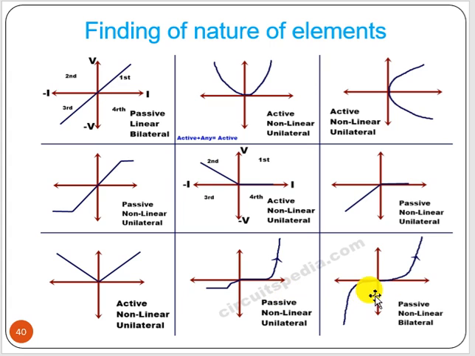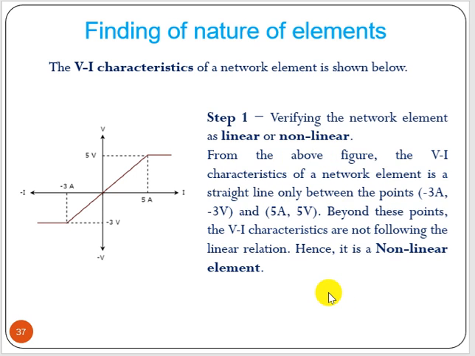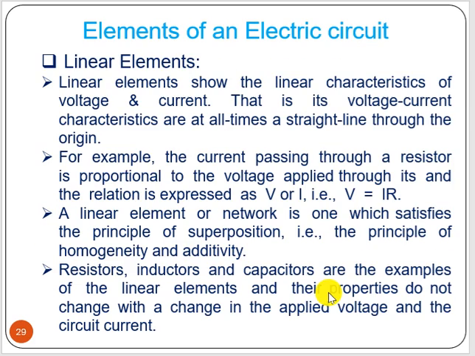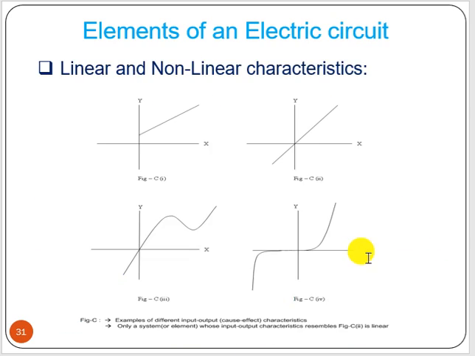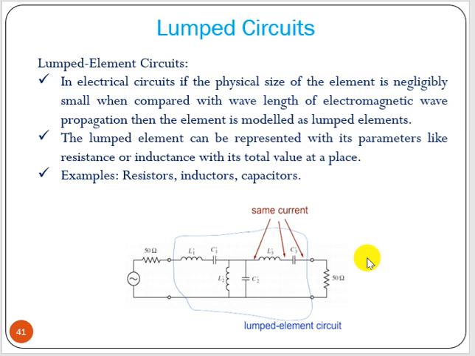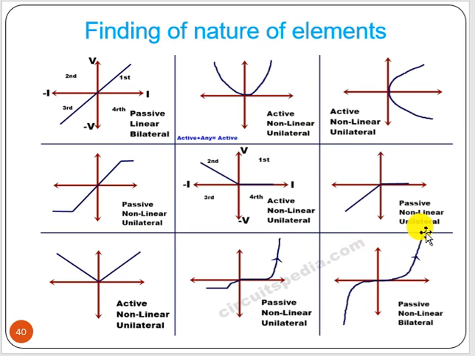Now say here this is first coordinate, third coordinate. I think you have remembered this point. First quadrant, and passive means first and third, active means second and fourth. Passive means P should be positive, active means P should be negative. So this becomes passive, non-linear characteristics, and bilateral, both are the same.